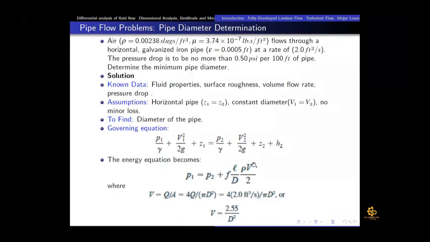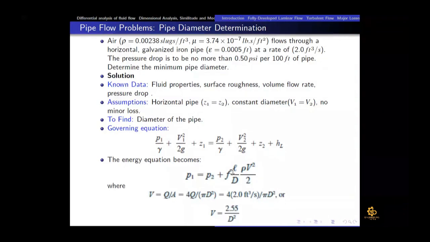And then what is the third unknown? That is the velocity, because we do know the volumetric flow rate, but we cannot calculate the velocity directly. Why is that? Because the cross-sectional area also involves the diameter of the pipe, which we don't know, right? So velocity is also a function of diameter.